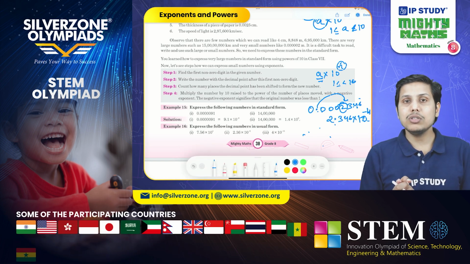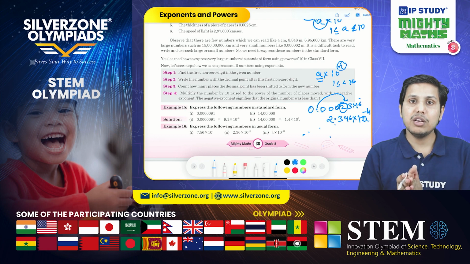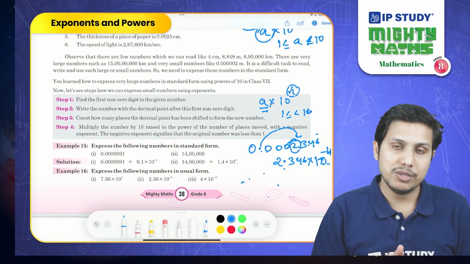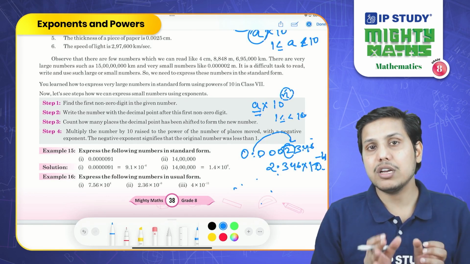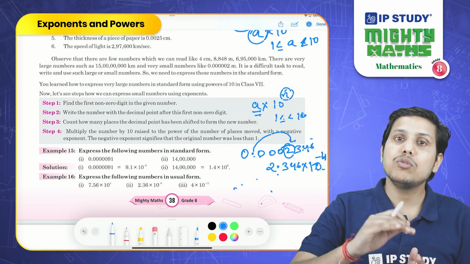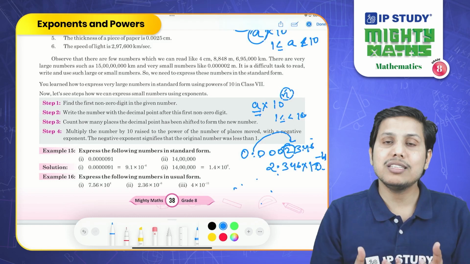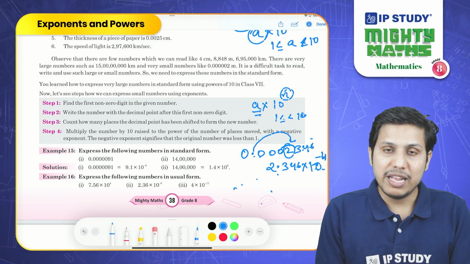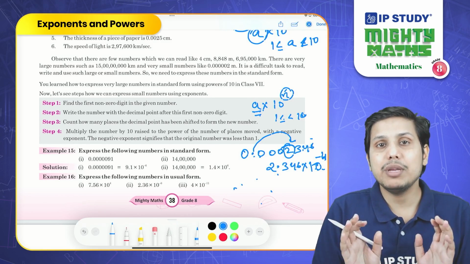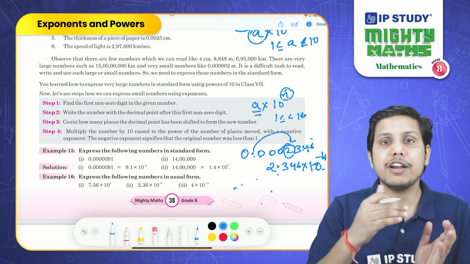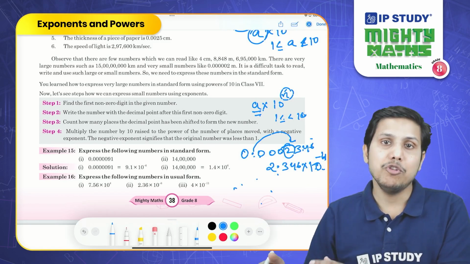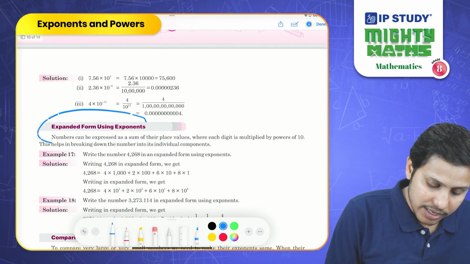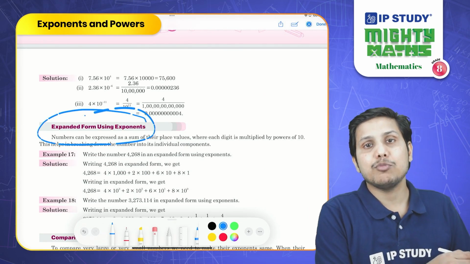So the conclusion is, if we shift a decimal from right side to left side, the exponent over 10 is always positive. But if we shift a decimal from left side to right side, then the expression has a negative exponent. But the rule or the method of finding the value of n remains the same, that is, how much the decimal is shifted from its original position to the new position. Clear, students? Now the next topic is expanded form using exponents.